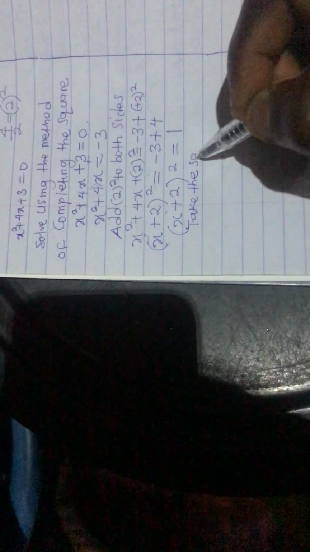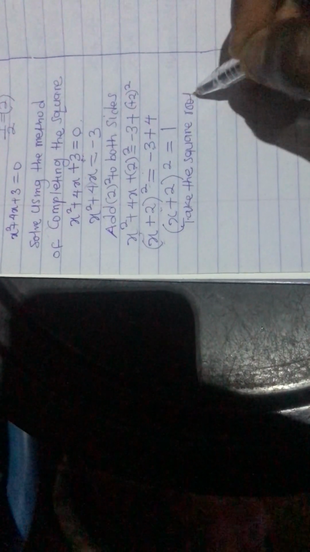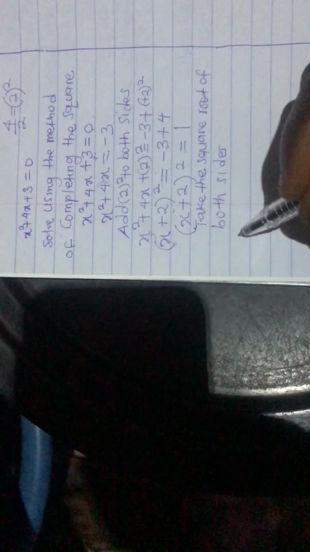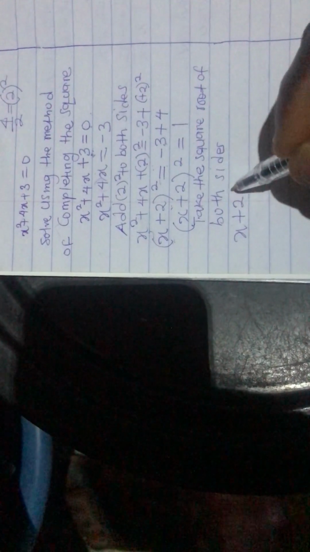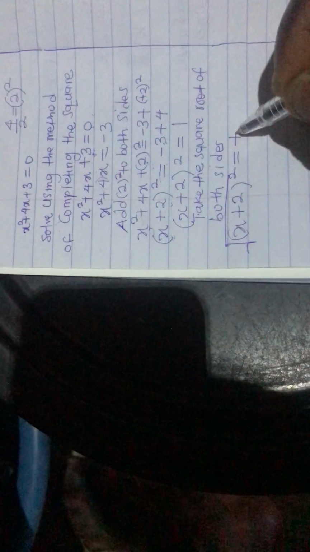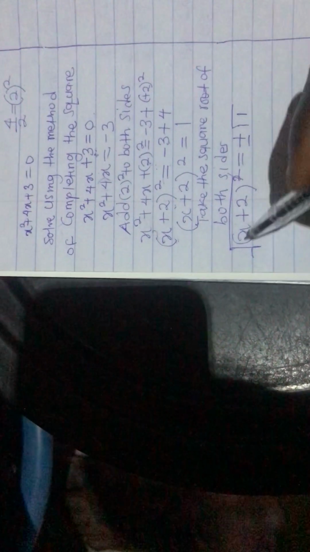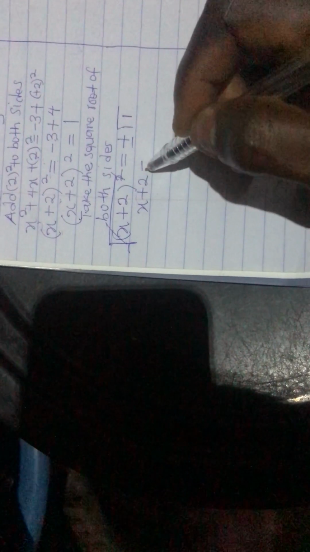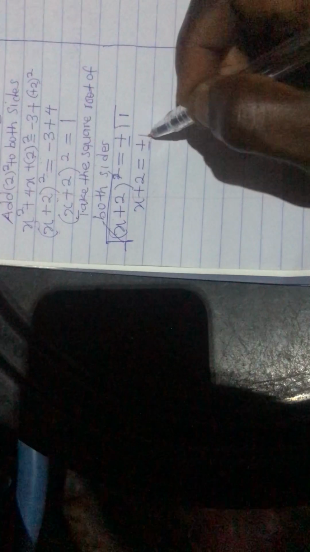So we now take the square root of both sides. Square root of both sides. So we now have x plus 2 all squared, taking the square root, equals plus or minus square root of 1. This will cancel out this. So we now have x plus 2 equals plus or minus square root of 1. And square root of 1 is 1, so x plus 2 equals plus or minus 1.